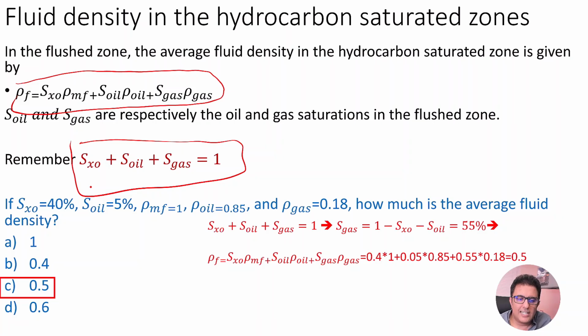Yes, the average of the fluid density will be 0.5. How are we able to do that? First of all, I estimate gas saturation, and gas saturation is given by 1 minus SXO minus S oil. Now, for this example, it is 55%. And then I use this equation in order to estimate rho F. And if I do that, I'm going to obtain 0.5 for the average of the fluid density in the formation.